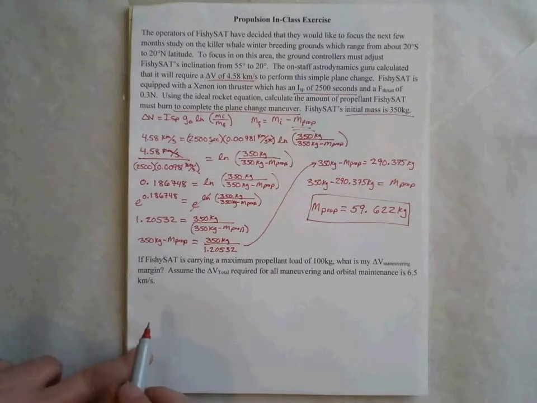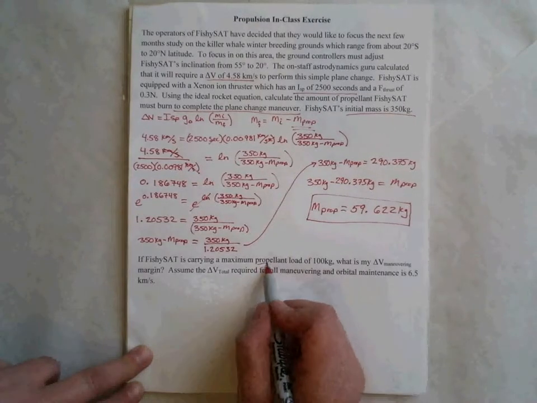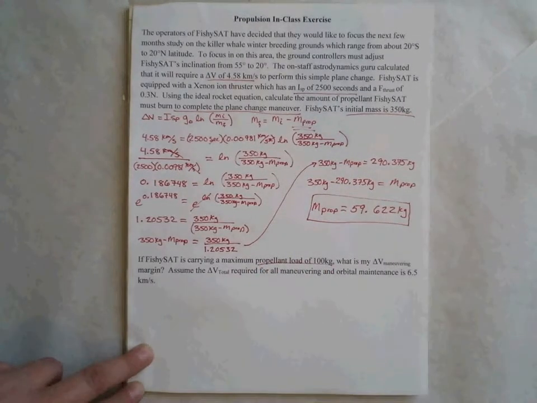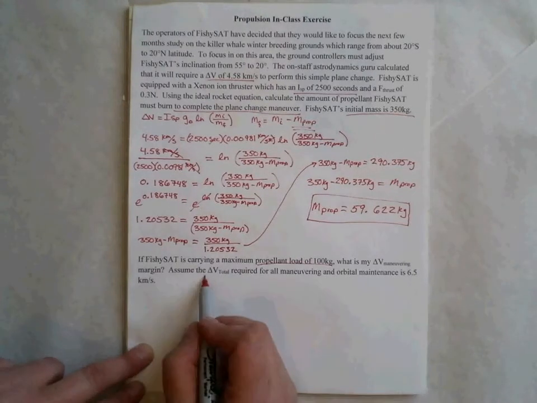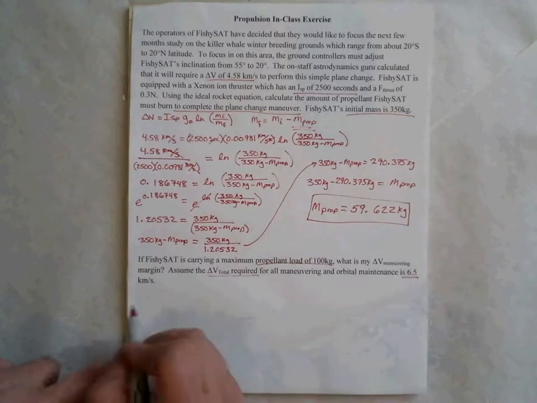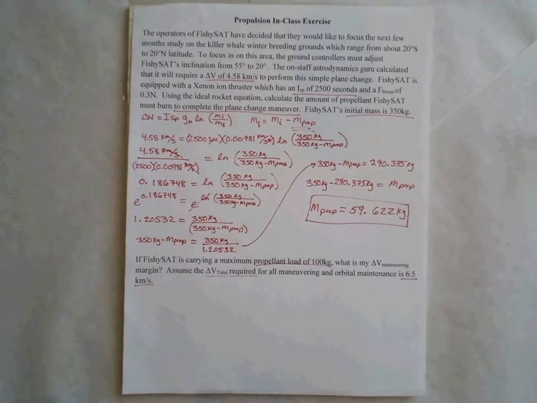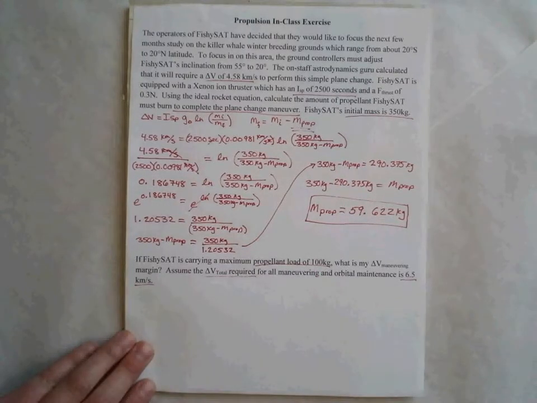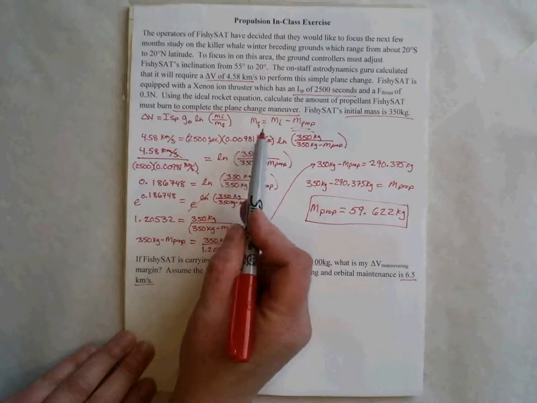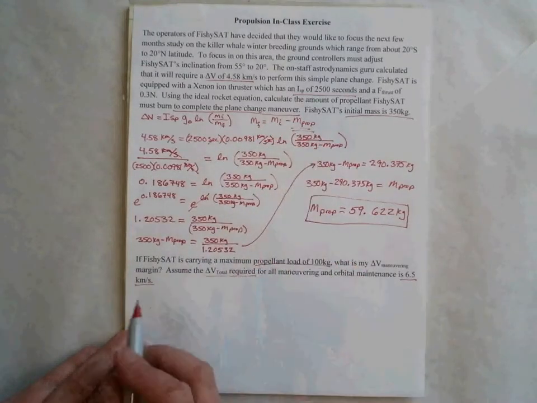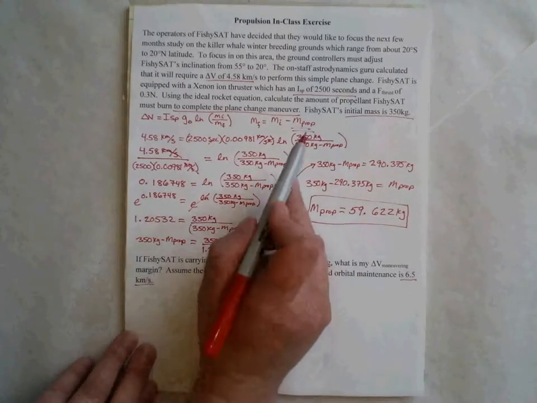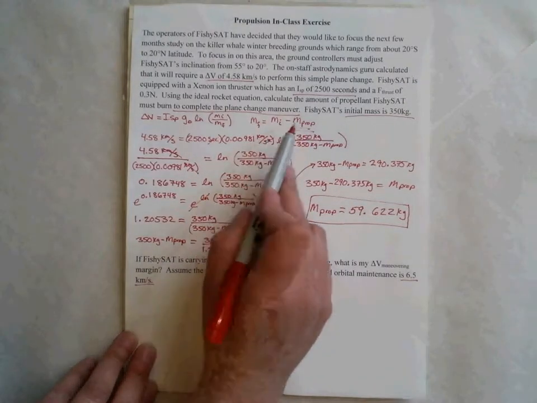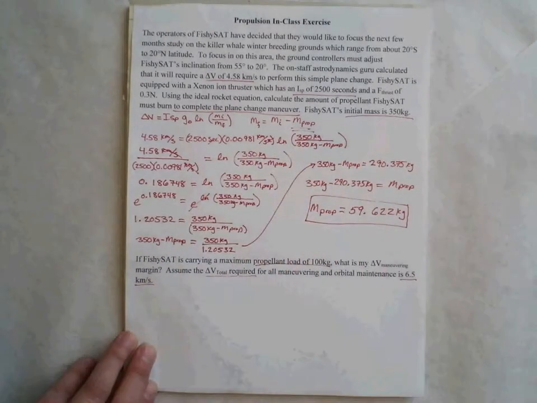So the second part of this problem says if the FishySat is carrying a maximum propellant load of 100 kilograms, what is the delta V maneuvering margin? It tells us right away that the total required is 6.5. We want to know what the margin will be when we have a max propellant load of 100 kilograms. So again, from up here, mass final is mass initial minus propellant. If we have 100 here and our initial is 350, our final must be 250.